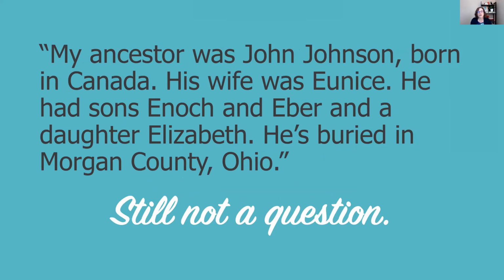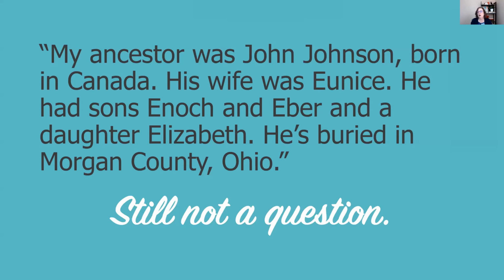What is it we're trying to find? We have all of this information. My ancestor was John Johnson, born in Canada. Well, is your question, where in Canada was he born? Are we trying to figure out when John and Eunice were married? Are we trying to figure out when he came to Morgan County, Ohio? What is the question? Because that question is going to help us focus.